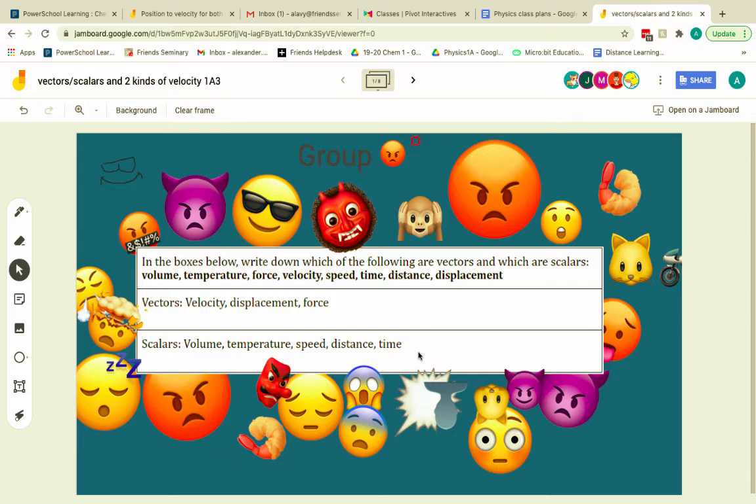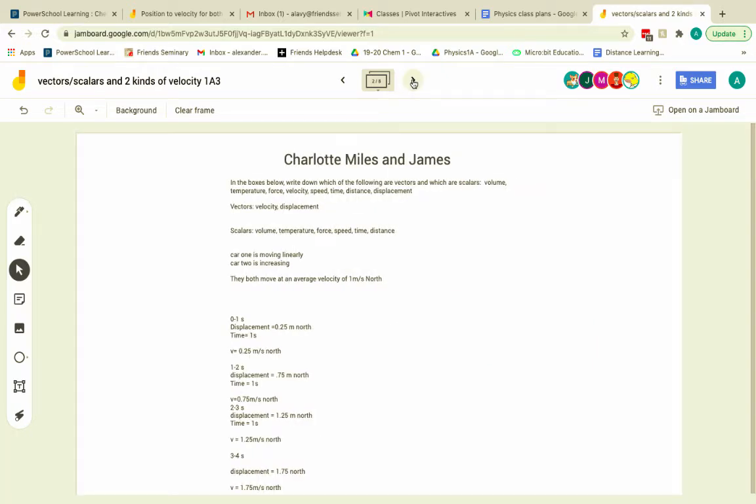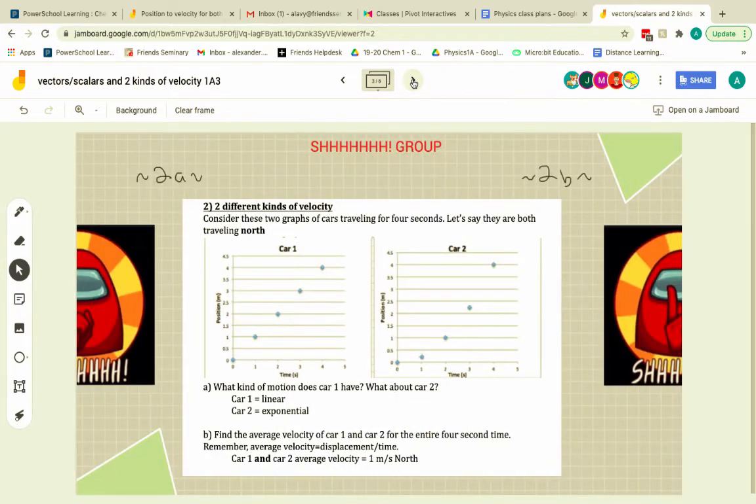Like, can temperature move to the right? That's not a thing. Time's also a funny one where you might say, whoa, wait a second, doesn't time go forwards? Yeah, but time can't really go right, left, down, diagonally. We're going to treat it as a scalar, though I should admit time is a kind of funny one.